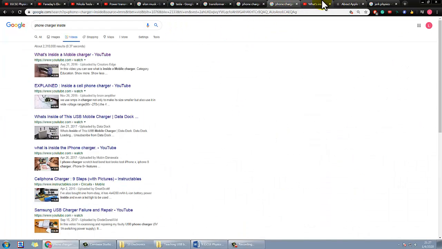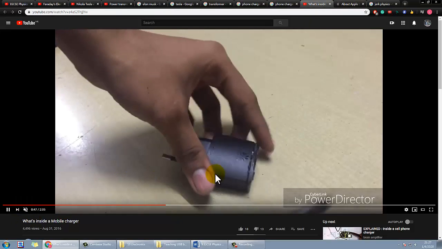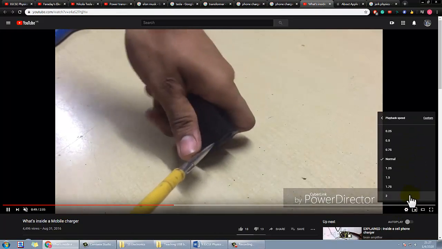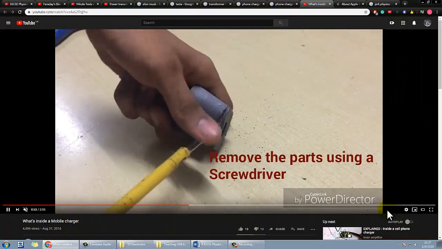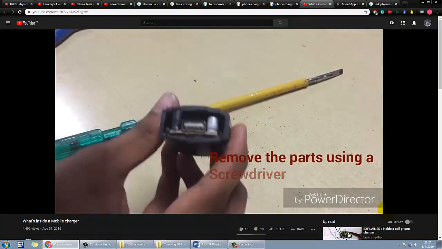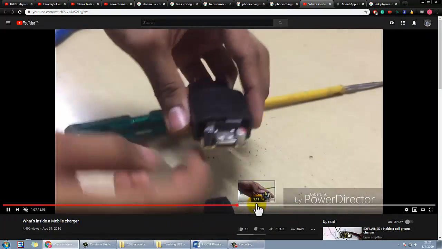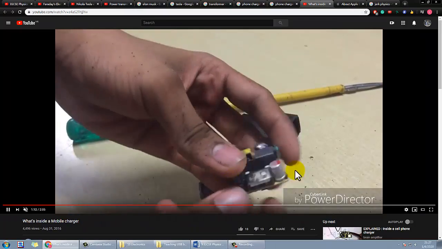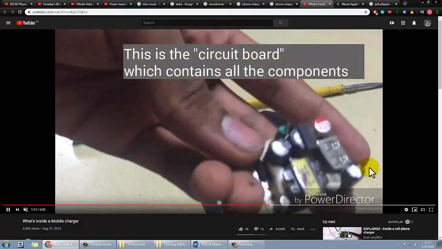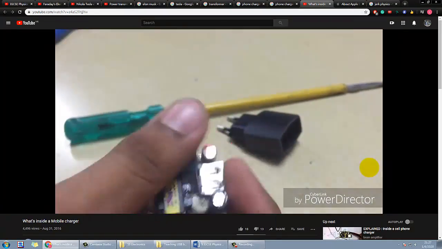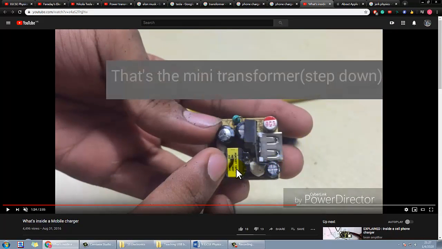And if you try to look at this video, this guy is trying to cut open the charger and see what is inside. And of course there's a USB port, and at the same time, again, I'm not recommending you to do that because you're going to waste your charger, and also it's quite dangerous. But I hope you can see that this part is actually a transformer. Even this YouTuber, this video owner, also wrote that it is a mini transformer to step down.